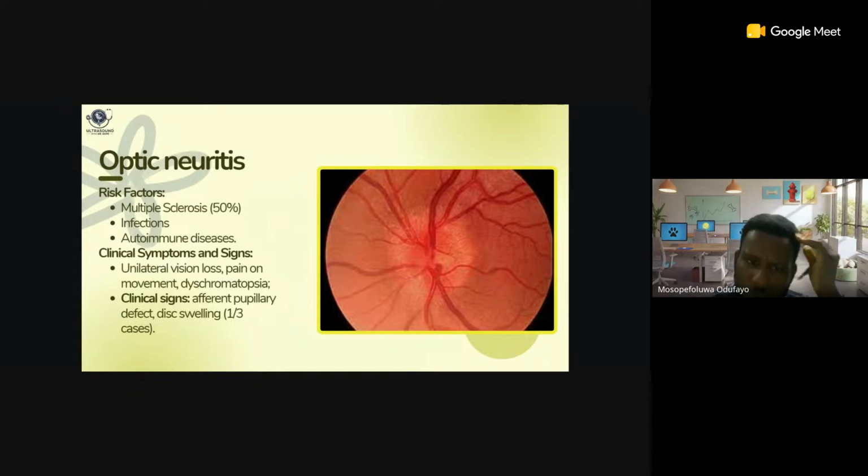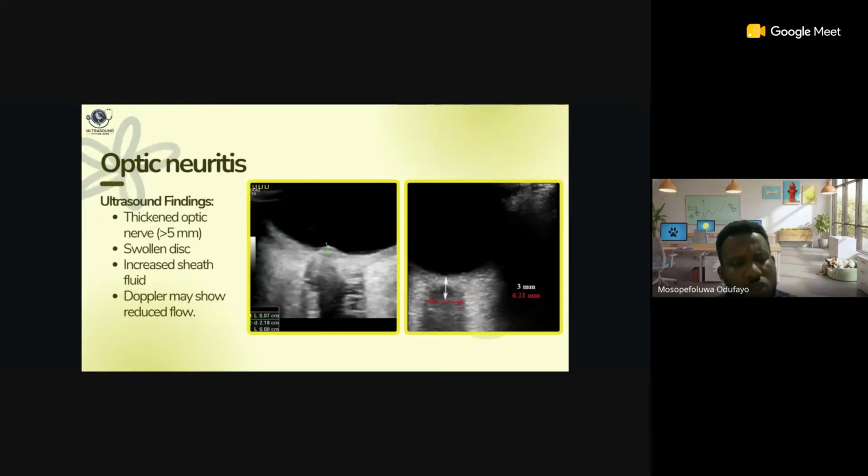Is that okay? It would usually lead to unilateral vision loss and pain, difficulty visualizing colors, pain on movement. Yeah, and some with associated headaches. Is that okay? There could be afferent pupillary defect and disc swelling. And so, how do you see optic neuritis on the ultrasound?